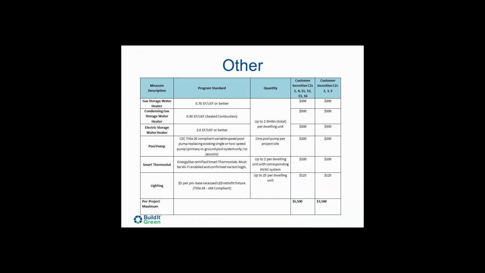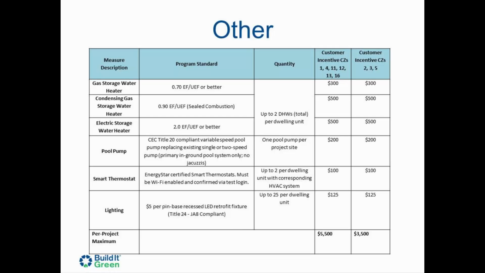Okay, so now we have additional measures that you could claim, or sort of other measures, for lack of a better term. So gas storage water heater, 0.7 UEF or better. Condensing gas storage water heater, 0.9 UEF. Electric storage water heater, 2 UEF or better. So pool pump can be claimed. It still needs to be installed by a certified aquatic equipment installer, but that can be claimed.